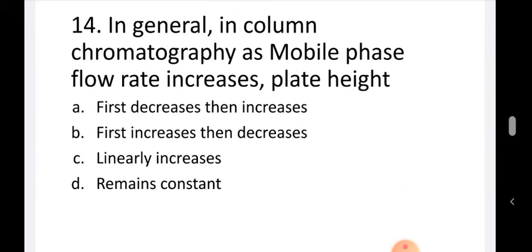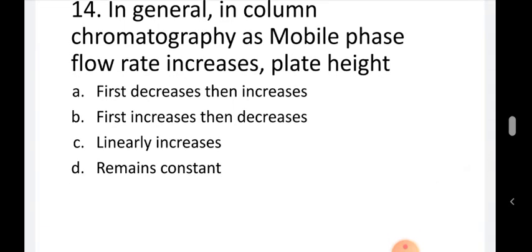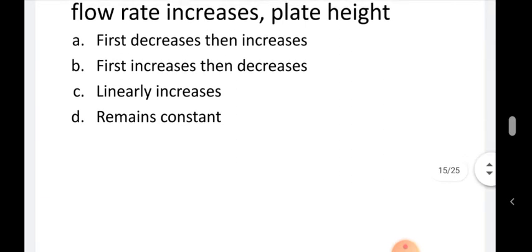In general, in column chromatography, as the mobile phase flow rate increases, plate height will first decrease then increase, first increase then decrease, linearly increase, or remain constant. Here the answer is the plate height will decrease as the mobile phase flow rate increases and then it will increase. So it is first decrease and then increase. So you have a U optimum, that is a flow rate optimum, which is neither high nor low, somewhere in between. So you have to operate at the U optimum in column chromatography.